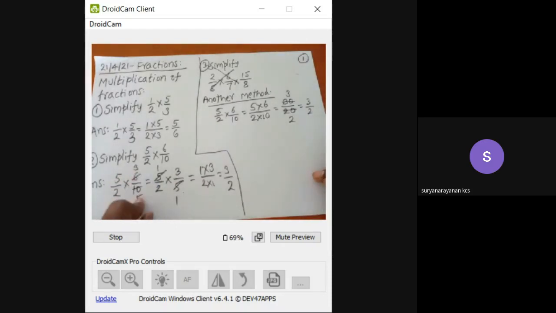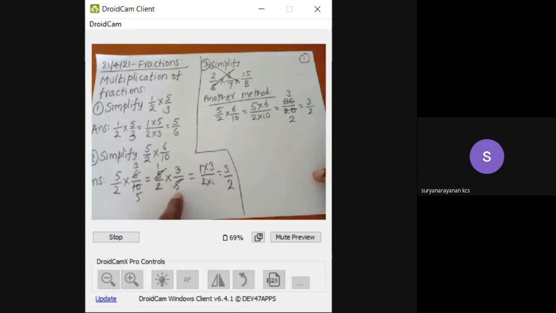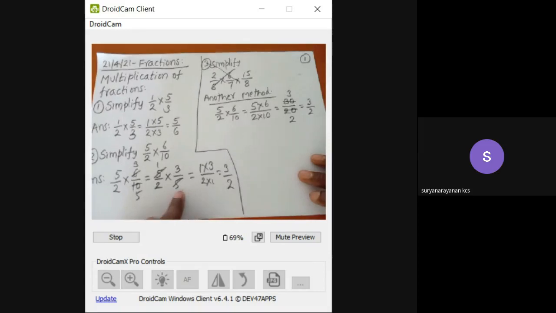So here I have taken 5 by 2 into 6 by 10. The second fraction is not in the simplest form, so we converted it to its simplest form. So 5 by 2 into 3 by 5. Here the HCF of 6 and 10 is 2, so we divided the numerator and denominator by 2. 2 3s are 6, 2 5s are 10. So the second fraction is converted into 3 by 5.